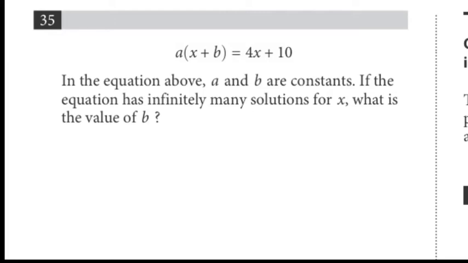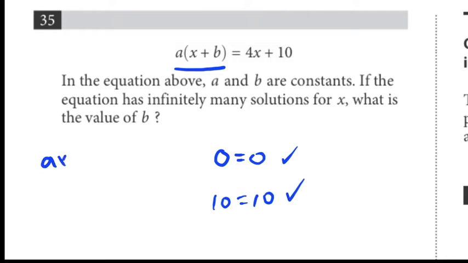Well, to have infinitely many solutions, everything has to basically cancel or be true. So we want the equation to eventually be 0 equals 0, or 10 equals 10, or something that we know is a true statement will have infinitely many solutions. So let's just distribute here, see what happens. We get ax, right, plus ab equals 4x plus 10.